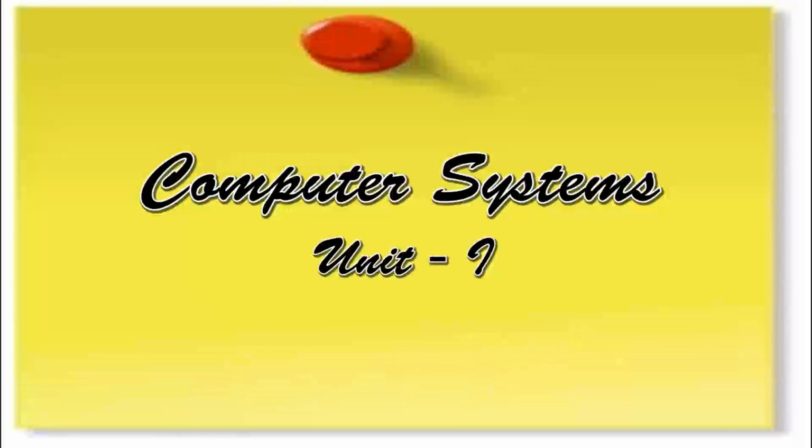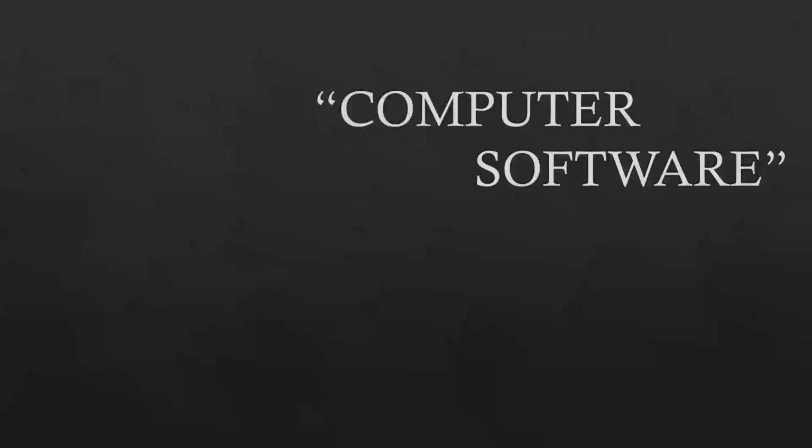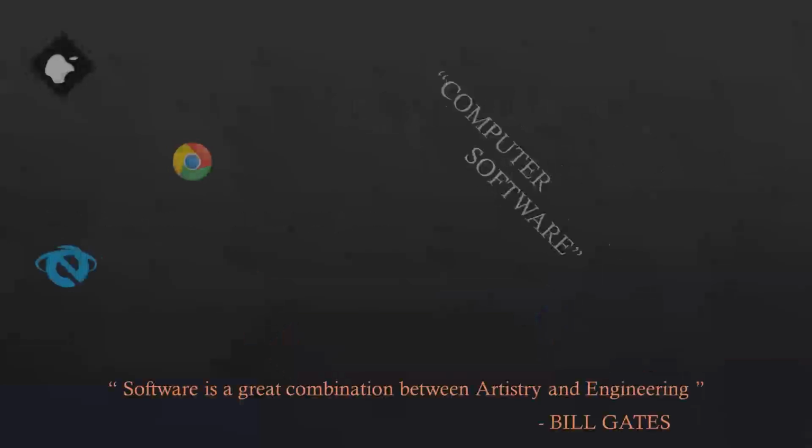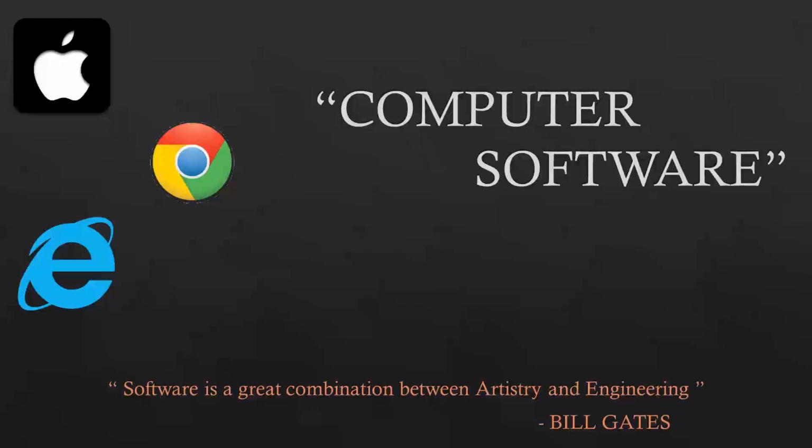Hello everyone. In this video, you will learn about the computer software and its classification. Software is a set of instructions or programs which help the user to interact with the computer hardware. It is non-tangible and cannot be felt or touched.